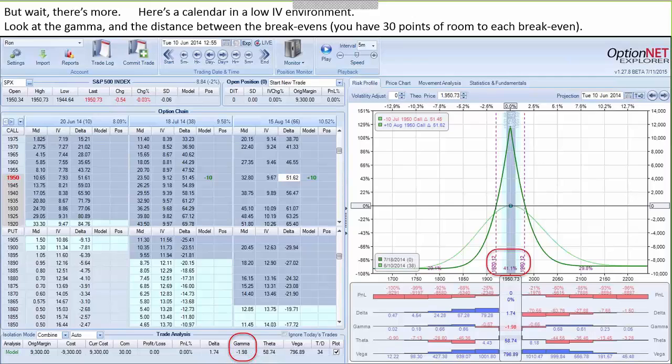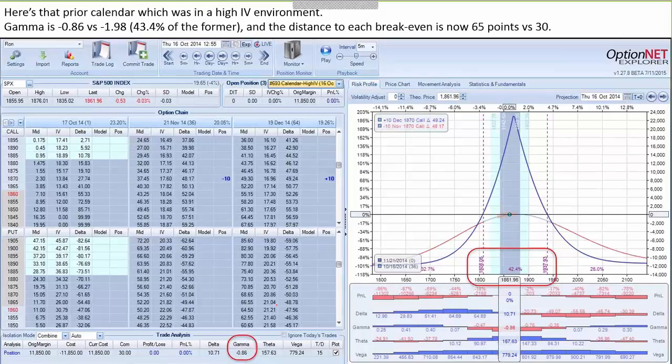What is going on here? Why is it that when we put on a calendar in low IV, our gamma here is 2, and it's skinny as hell? We've only got 30 points from where we are through to our break-even. Let's compare that to the other guy. The other guy, gamma is 0.86 compared to 2. It is 43% the size of the former. And what's the distance from our break-even through to here? It's double, 60 points. And look at how much smoother this line is over here, and this is reflective of the gamma.